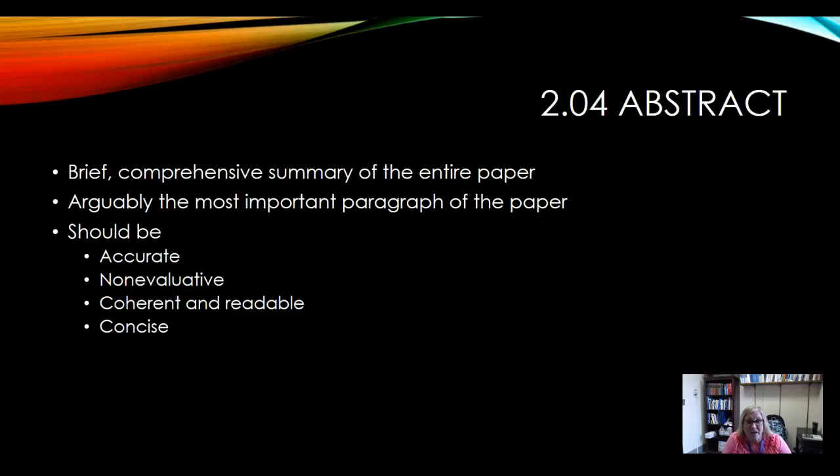The information in the abstract needs to be accurate. Obviously, you want to report true. You don't want to say, we had these great findings, but in fact you didn't.